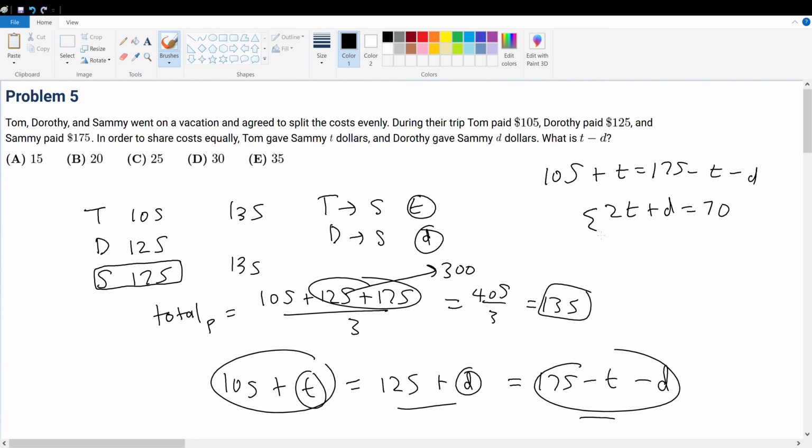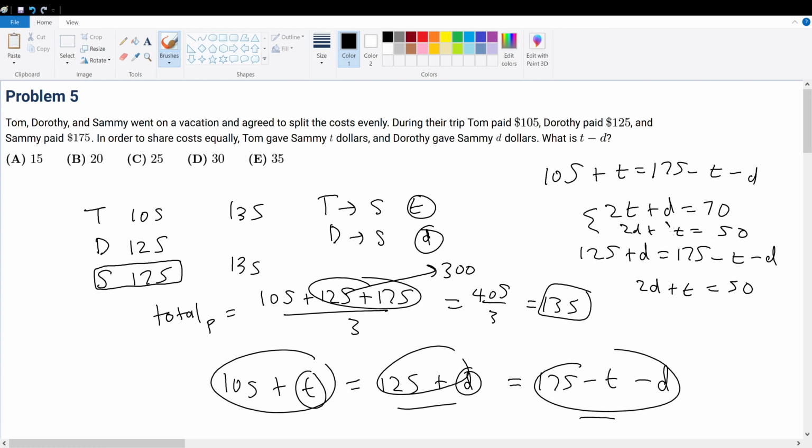And we also know if we isolate this and this, what do we have? We have 125 plus D is 175 minus T minus D. So that means 2D plus T is equal to 50. That's a system of equations, so we can solve it. Multiplying 2T plus D equals 70 by 2, that's 4T plus 2D, and that becomes 140.